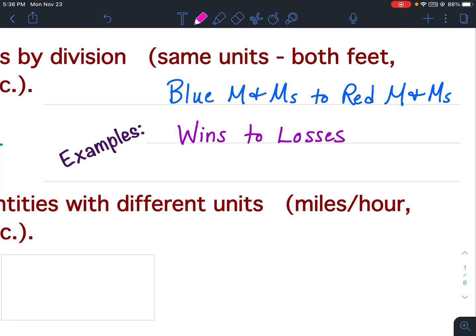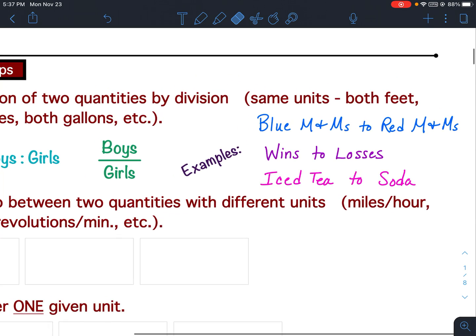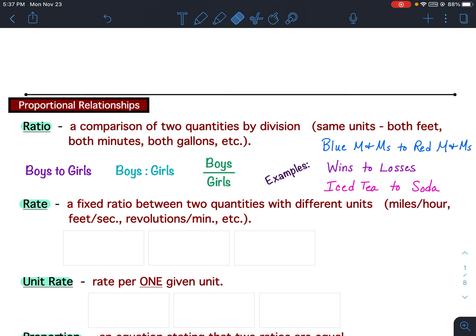And then there were a couple others, but the one that I'm going to come up with, since it's most appropriate for me, is iced tea to soda. Or pop, as some of you would say. All right, so iced tea to soda. Okay, so again, that is a ratio. We're comparing two quantities that are of the same unit. Iced tea and soda are both drinks.